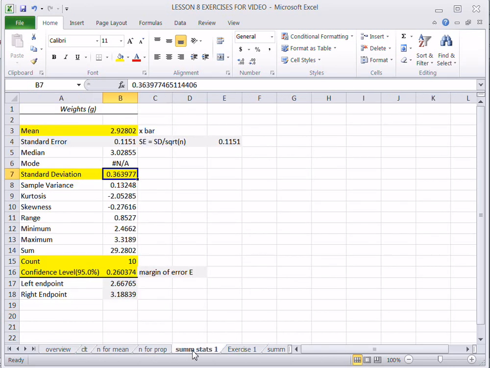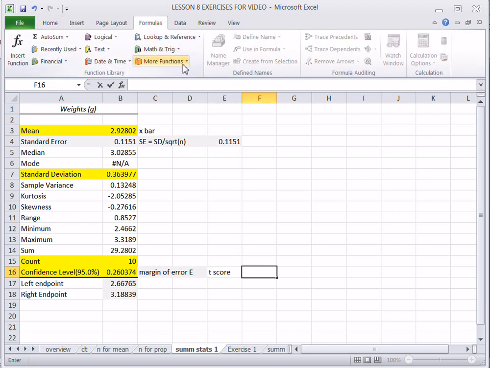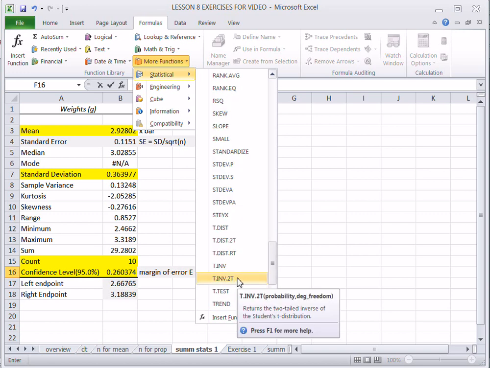So if we go over here to the summary stats for the weights of the Canadian pennies, I'm just going to put it in here. A t-score is a number of standard deviations from the mean. So what we have to do is find the number of standard deviations from the mean based on a given confidence level. To get this t-score, we go to the formulas, the math function, statistical, and look for t-inverse. Now I have Excel 2010, so I'm going to use t-inverse 2t.